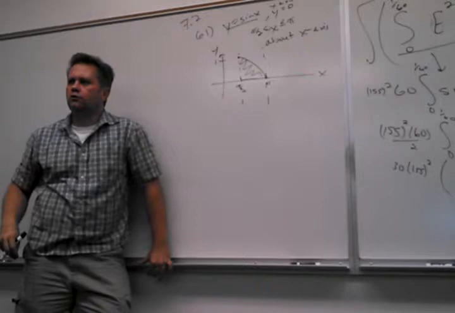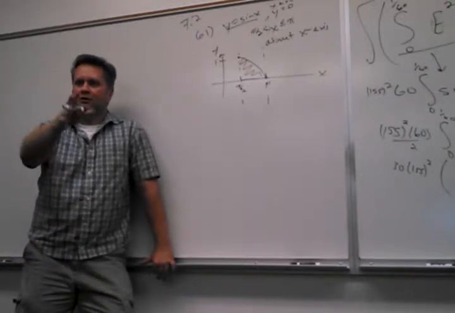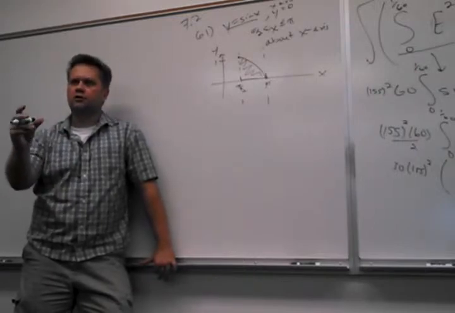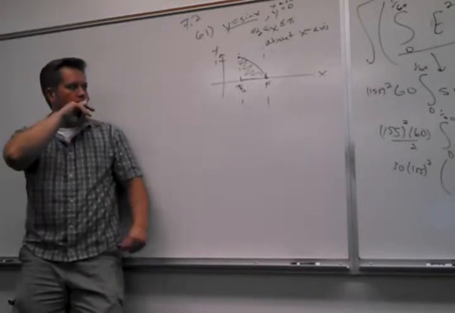So if I want to rotate this around the x-axis, I don't know how your teachers taught you washers versus cylinders. Of course, I always call it discs and cylinders. Washers is just subtracting a disc from another disc, right?